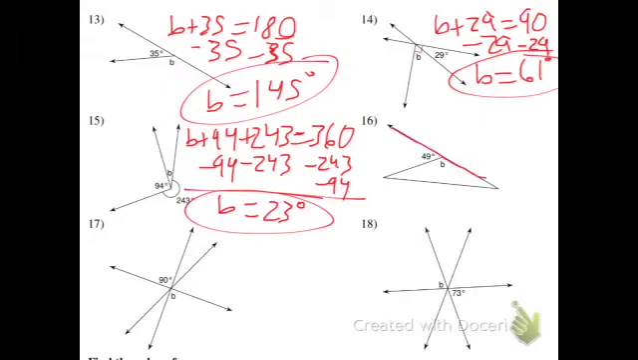On 16, these two angles form a linear pair. So if you want to get what B is, you just have to subtract 49 from 180 to give you what B is. That's going to be 131 degrees for B. We're going to stop there then.